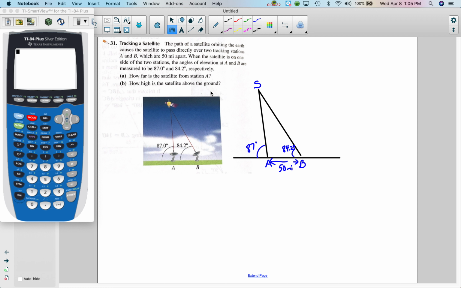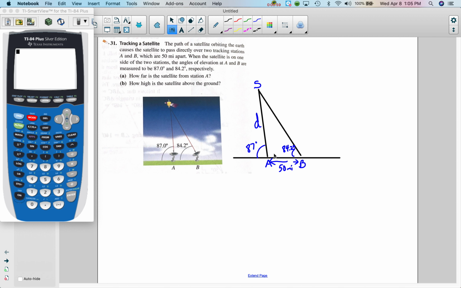Now, on this one, you have a picture. But what I recommend that you do with the picture is redraw it so that you can see the triangle without all the extra stuff in the picture. So we're trying to find how far the satellite is from station A. So this is what we're told. So I have all this information in. I want to find the satellite from station A, so I'm looking for this distance I'm going to call D.